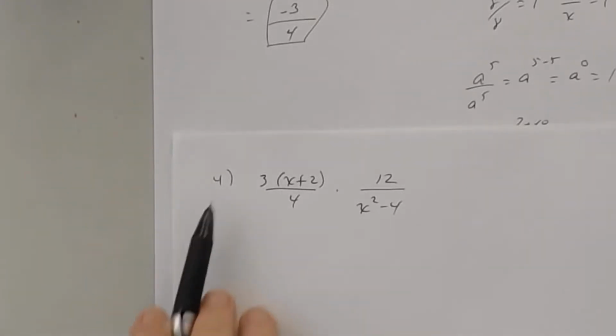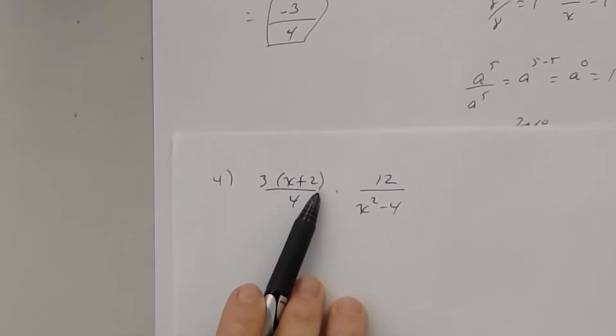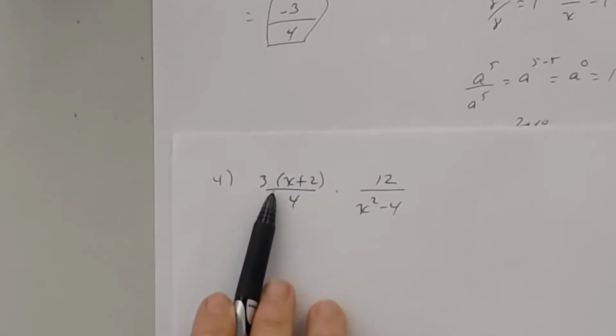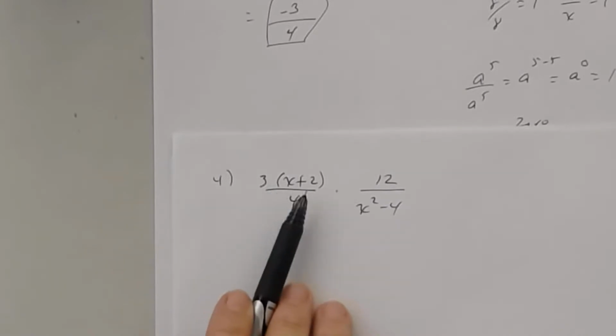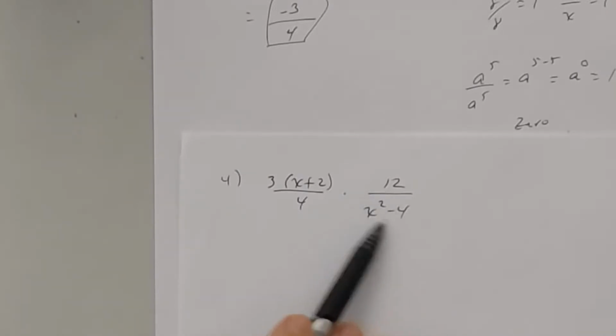If you look at this numerator right here, it's already factored for you. You can see the factors. What are the factors? 3, and what's the other factor? X plus 2. So it's already been factored for you. The 4 is a monomial. Leave that alone. The 12 is a monomial. One term. Think of one term. Leave that alone.